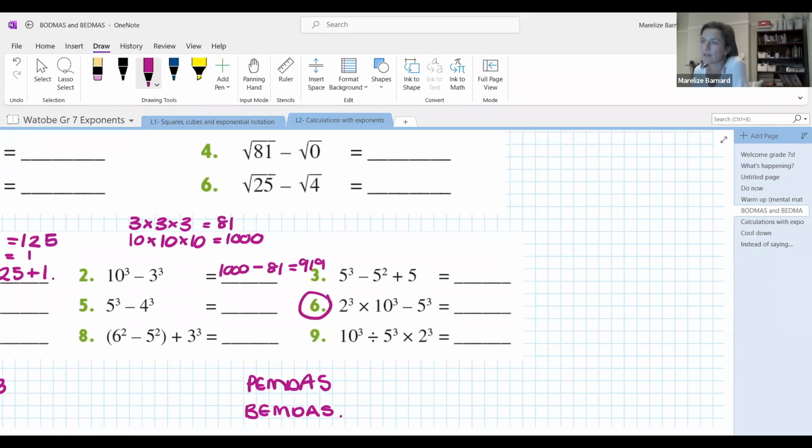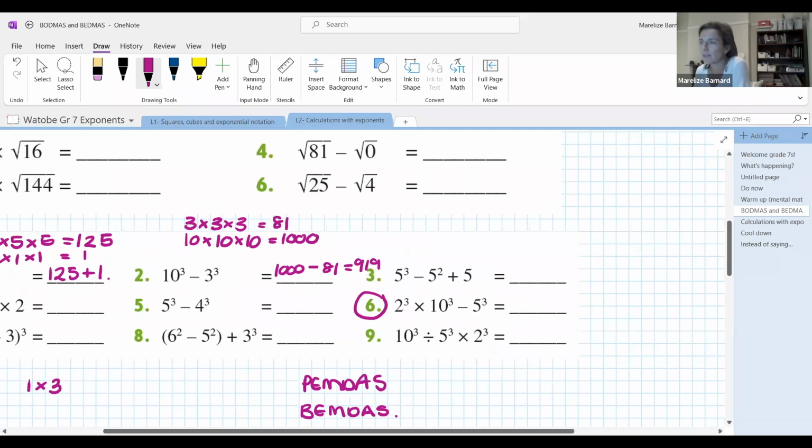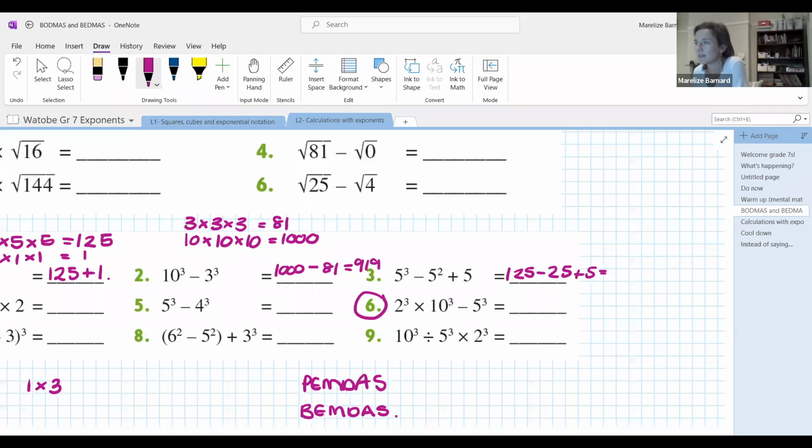Okay, this one's 5 cubed minus 5 squared plus 5. So we're still just doing plus and minus, so we can work from left to right, no problem. 5 cubed, we said, is 125 minus 25 plus 5. And that's going to be 100 plus 5 is 105.